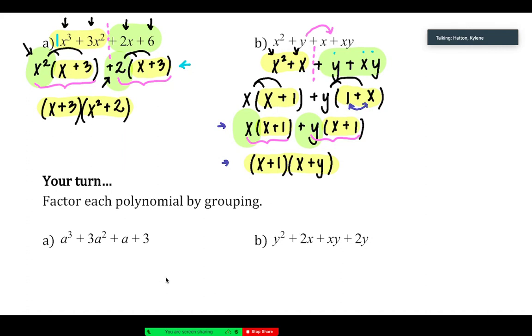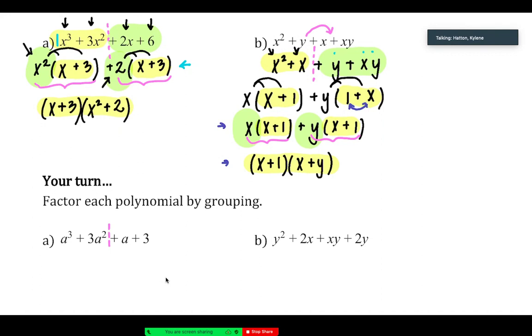When you have two variables, that's where it gets a little tricky because you want to make sure that your pairs include the variables that you need them to. So I'll talk about that with B. So for A though, it's a cubed plus 3a squared plus a plus 3. The first thing we're going to do is break it into halves or pairs. So the first pair, a cubed plus 3a squared, and the second pair is a plus 3.